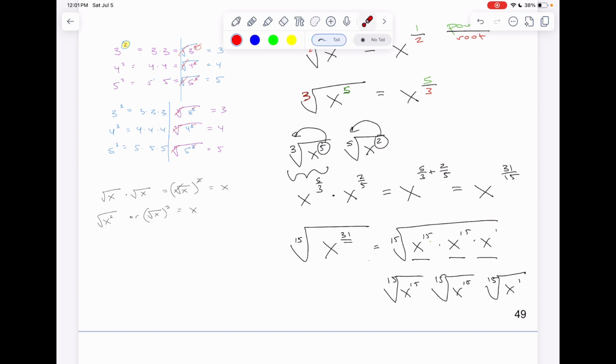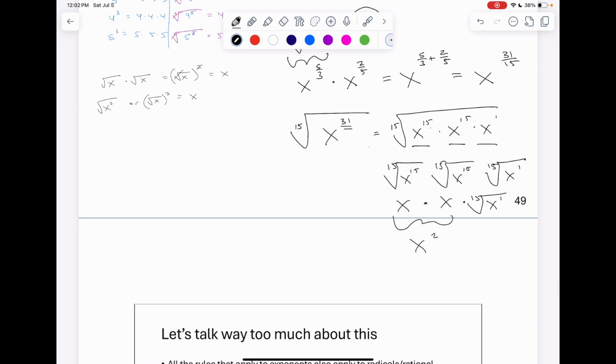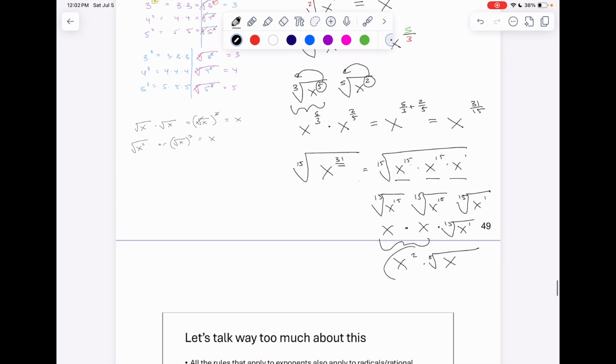Now, tell me about this guy and this guy. They're going to cancel each other. That's just going to be x. This guy and this guy, they're the same as each other. They're just going to cancel. That's just going to be x. They're all multiplied together times the 15th root of x to the 1. Well, let's think about this. x times x, that's x squared, times the 15th root of x. Wow, that's a lot simpler, isn't it? And it gives me these nice numbers out here, which I always like. So again, a way to simplify a radical.